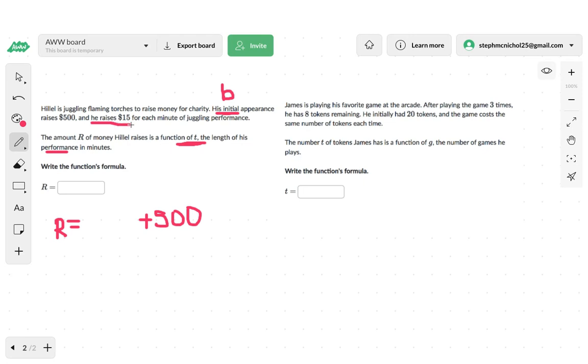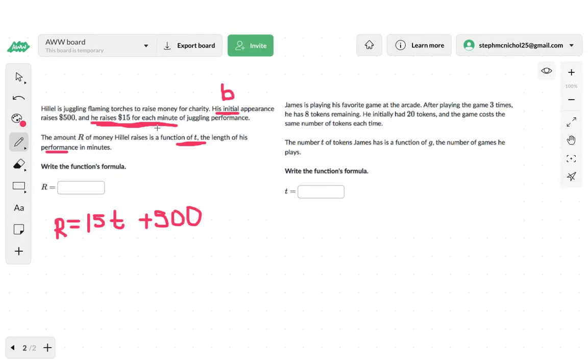He raises $15 for each minute, right? For each, and we want to be thinking multiplication when we see for each minute. And this was going to be our variable. So he raises in function of t, which is the length of performance in minutes. So I'm going to take down my 15, and next to it, I'm going to write t. So instead of y equals mx plus b, I'm just using different variables to represent different things.